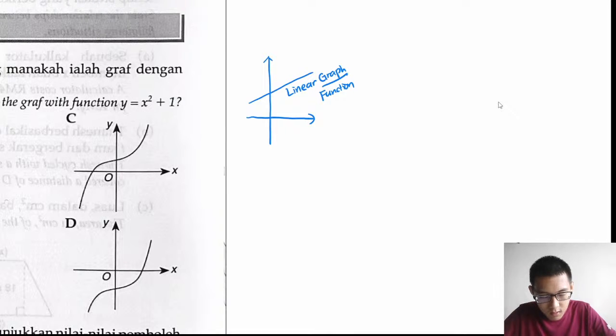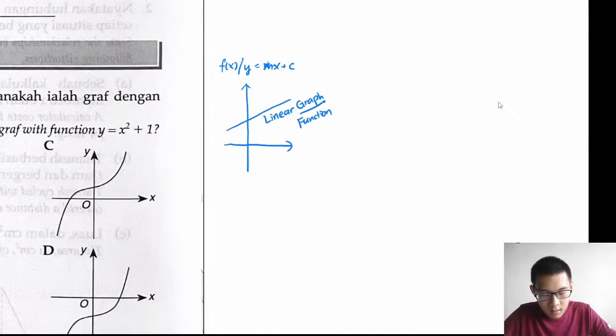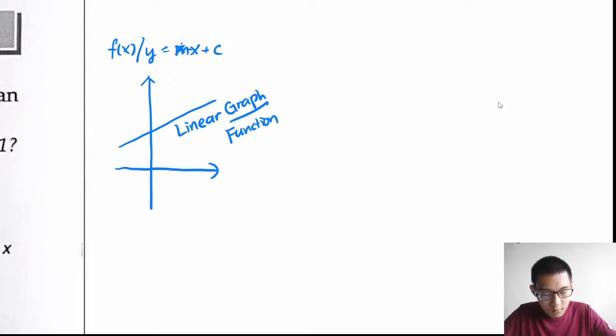So if it comes from the linear function, we have f(x), or we use y equals mx plus c. This pattern, mx plus c, is a linear function. This is an example of the format of a linear function. We just have a power of 1. The x is power 1.